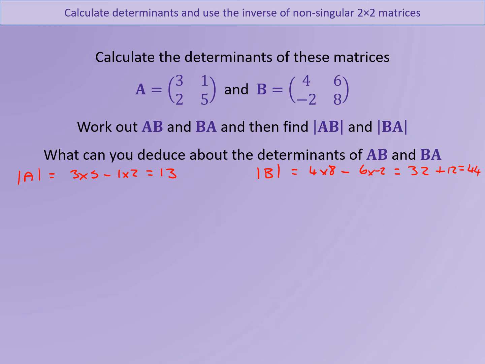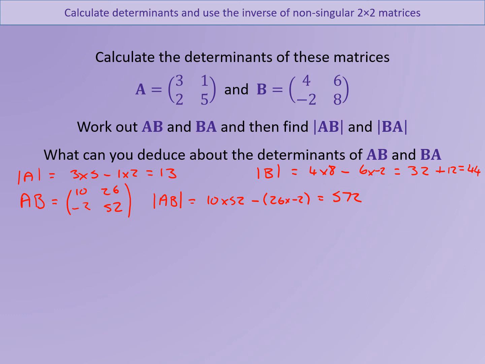So using matrix multiplication, the matrix AB is given by 10, 26, negative 2, 52. So the determinant of AB is 10 times 52 minus 26 times minus 2, which is 572.